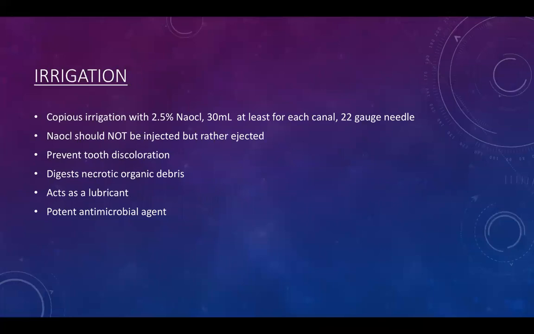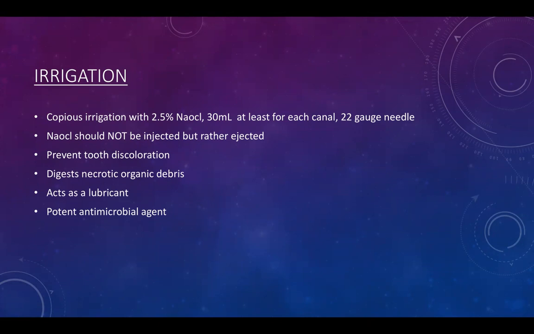Irrigation is, again, one of the most important steps in cleaning and shaping. Copious irrigation should happen with 2.5% sodium hypochlorite. We should have at least 30 milliliters of sodium hypochlorite for each canal after each instrumentation. We use a 22 gauge needle, so it can easily fit in the canal. It's not going to go all the way down, but it's going to fit comfortably in the canal. We do the irrigation to prevent any tooth discoloration. It is a bleach solution.